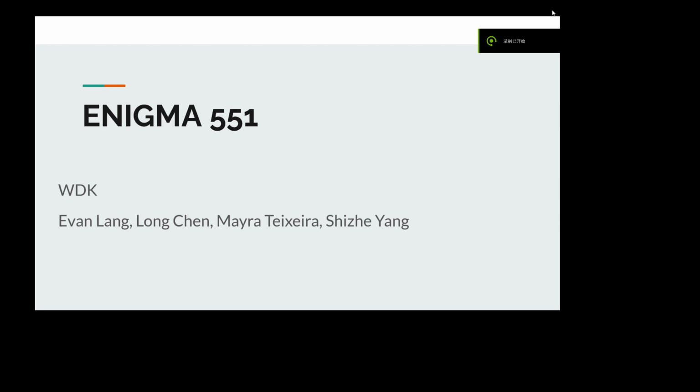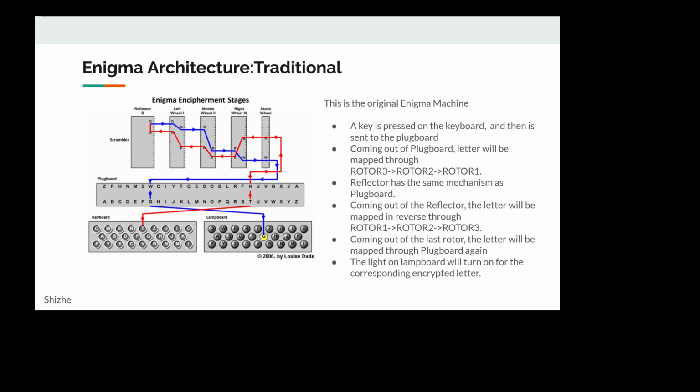We are WDK, and our project is Enigma 551. The Enigma 551 aims to represent the historical Enigma machine in a modern form, and it is on the FPGA. The historical Enigma architecture is based on a static wheel, three rotating rotors, and a reflector.